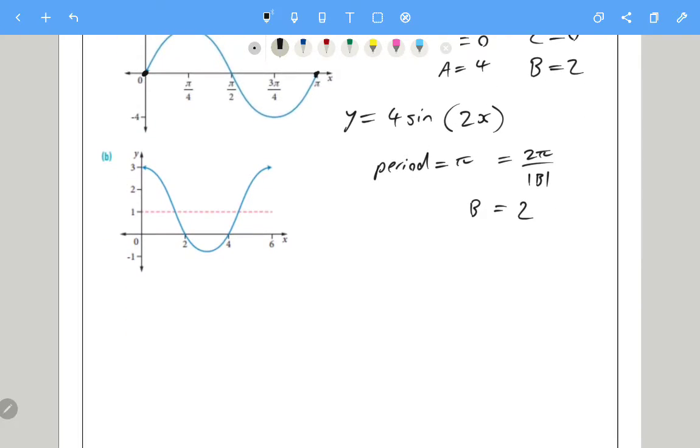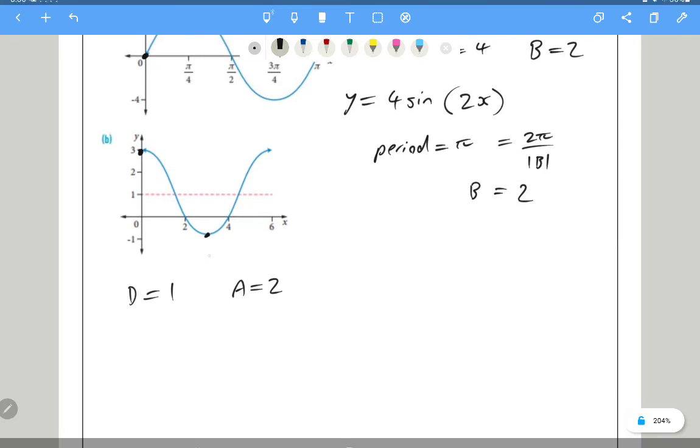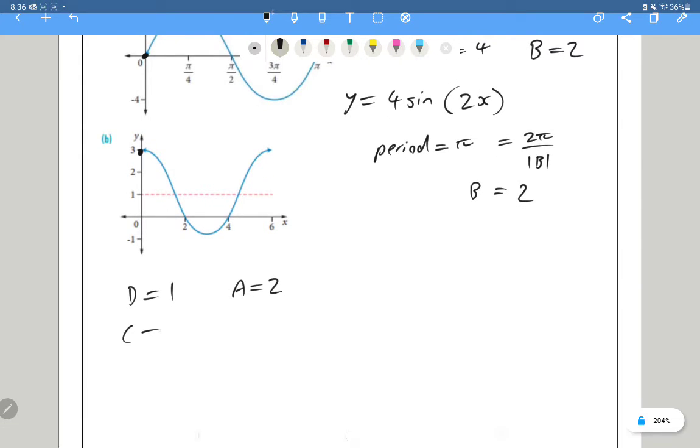Now the second one is a classic cosine shape. Why? It starts at the maximum and goes down to the minimum. The median line is quite easy to read off in this particular graph. It's at 1, so d is equal to 1. To get to the maximum up here would be plussing 2, so a equals 2. There's been no reflections, it's a traditional cosine shape, so c is equal to 0, meaning there's no phase shift.